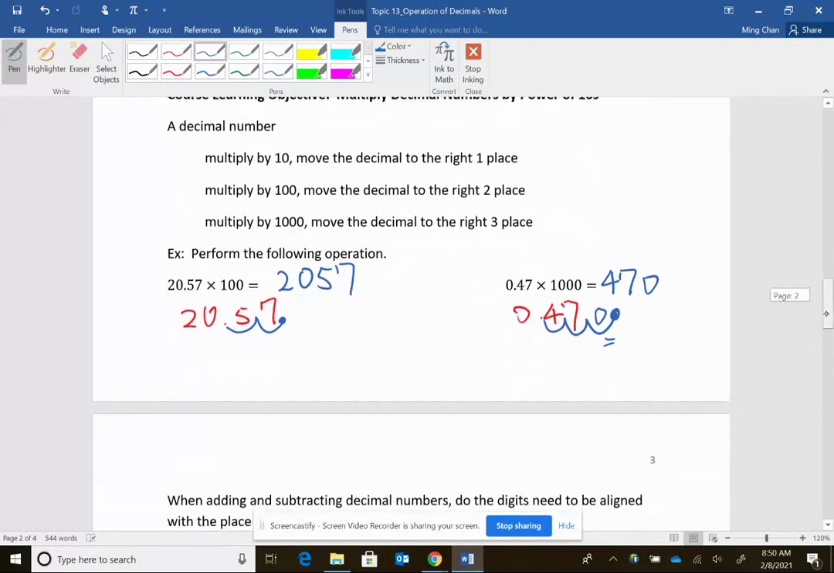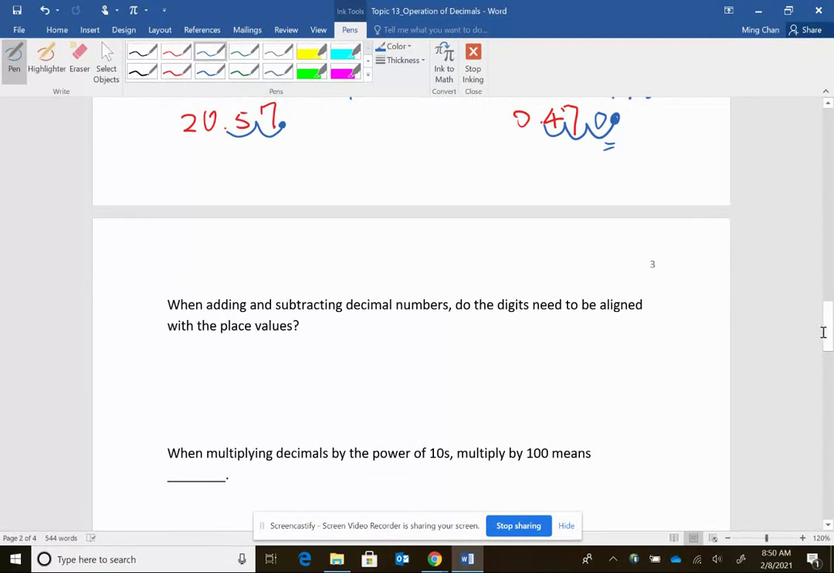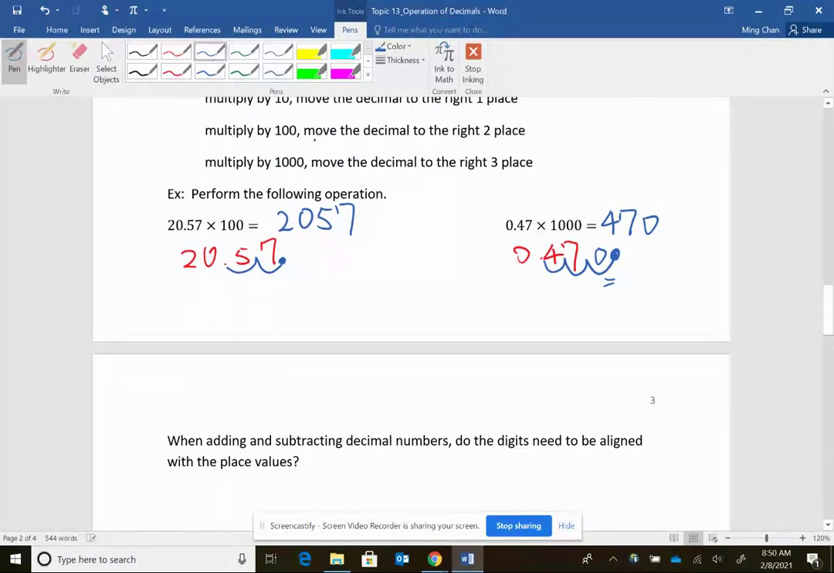Let's go over some of the homework problems. I have a few word problems I want to go over with you too. When adding and subtracting decimal numbers, do the digits need to be aligned with the place value? Yes, of course. When you add and subtract decimals, you do have to align the digits. Multiplication, you do not. When multiplying a decimal by a power of ten, multiplying by 100 means we move the decimal to the right 2 places.